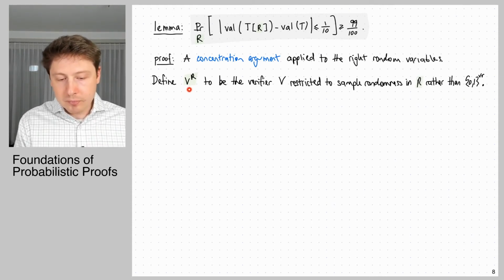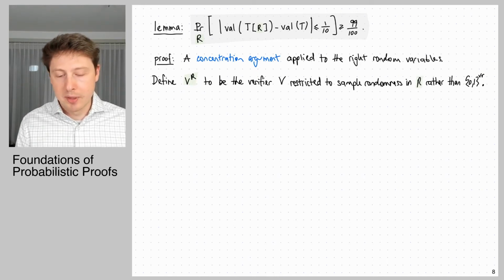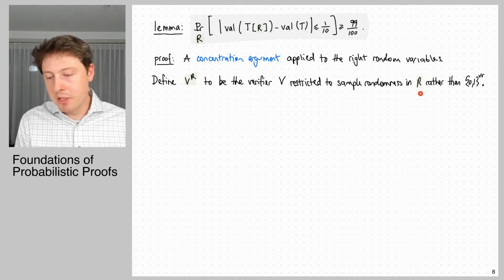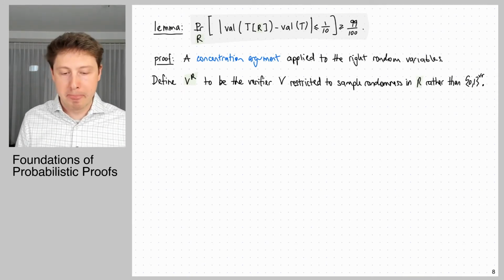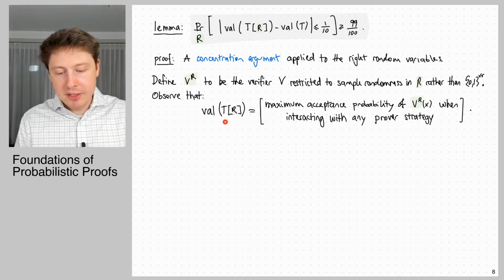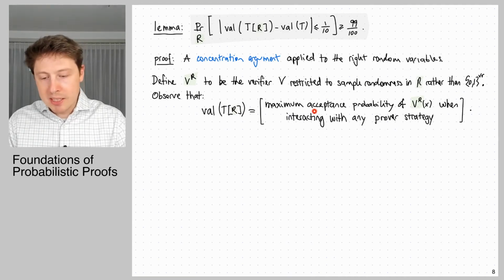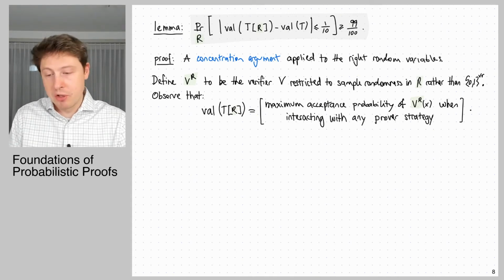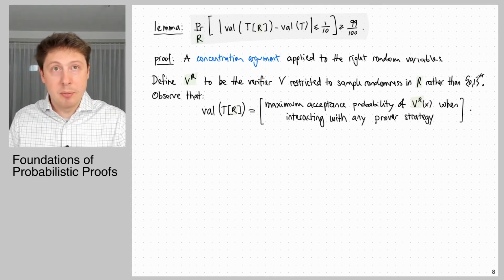let's define a modified verifier, let's say V superscript capital R, to be the original verifier, but now it just samples its own randomness within R rather than the whole space. Okay? And observe that the value of the residual tree is just the maximum acceptance probability of this modified verifier when interacting with any prover strategy, right? It is actually just the game tree of some funky verifier that draws randomnesses in a very weird way. Okay?